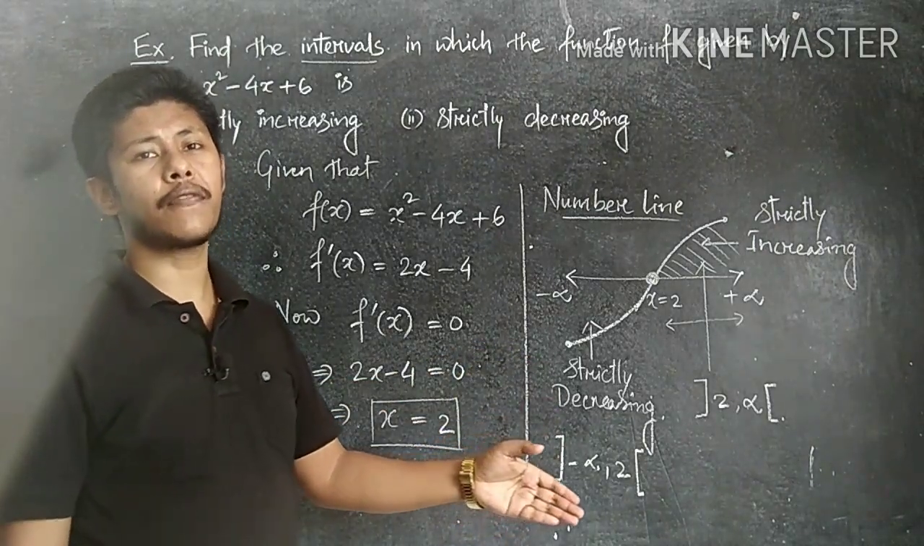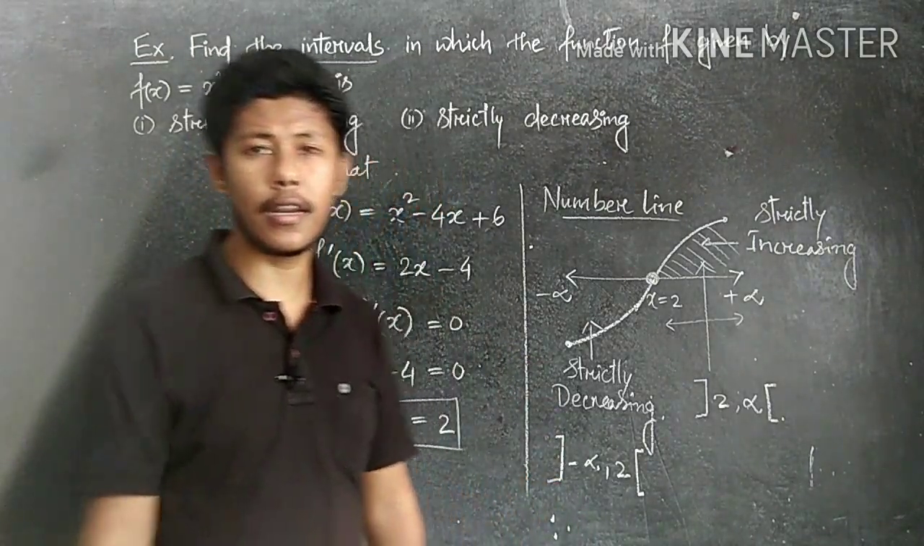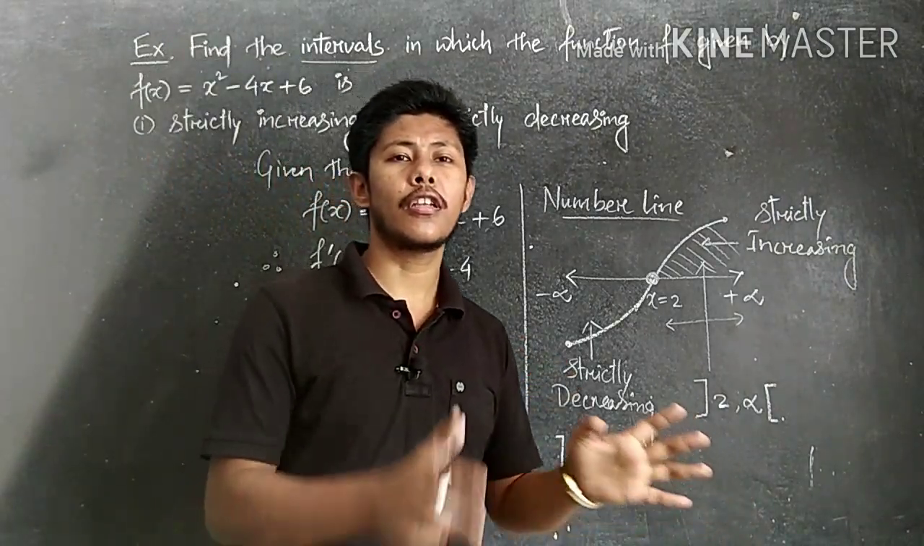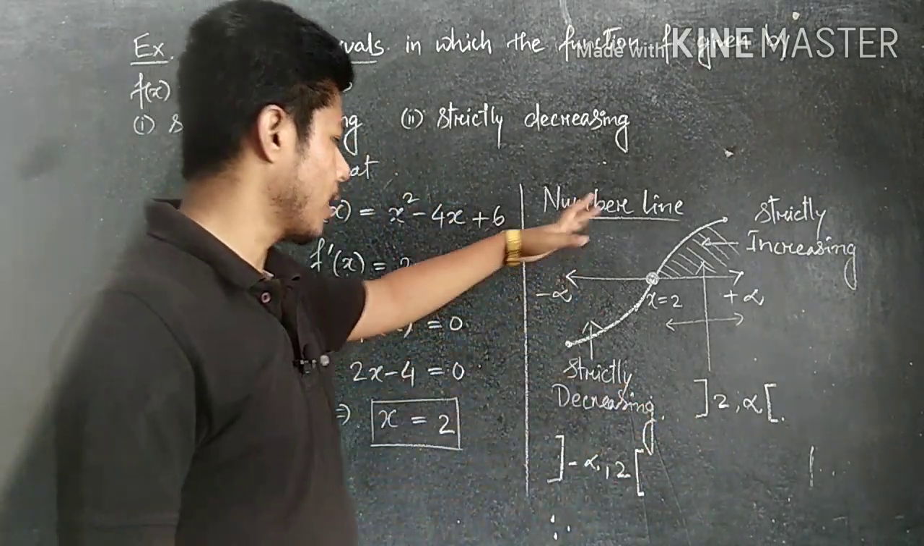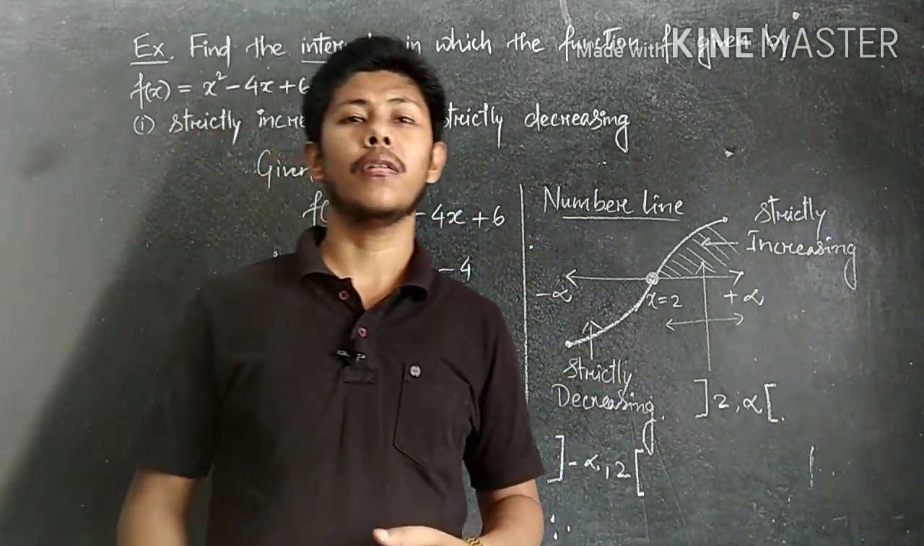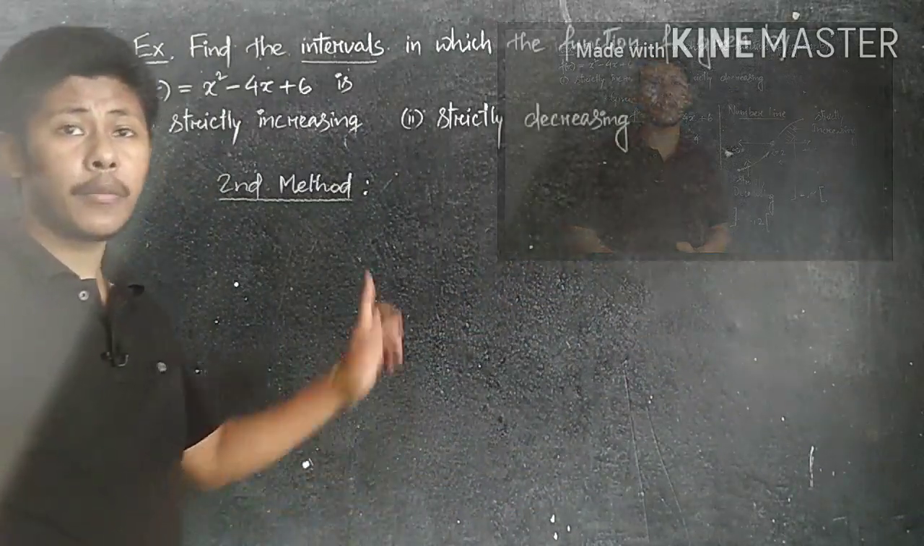In this way we can find out the interval. Is it clear? So this one is the first method, and in this way we can find out the interval here. Okay, now the next method. The second method is what here?